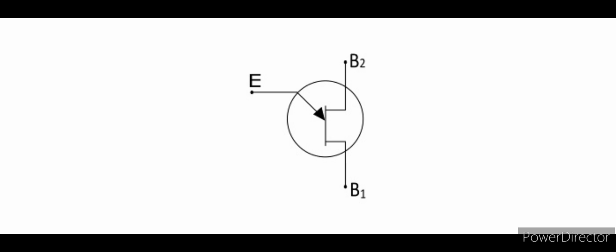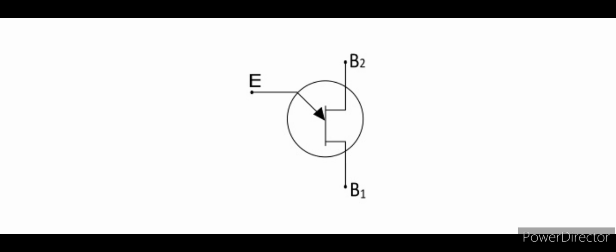Solid state semiconductor device means the device operates with the movement of electrons or some other charge carriers through the material. And the material is a solid material, which means the device does not contain any moving parts. So there is no mechanical motion in the solid state semiconductor devices. We have various types of solid state semiconductor devices, but UJT comes under thyristors.